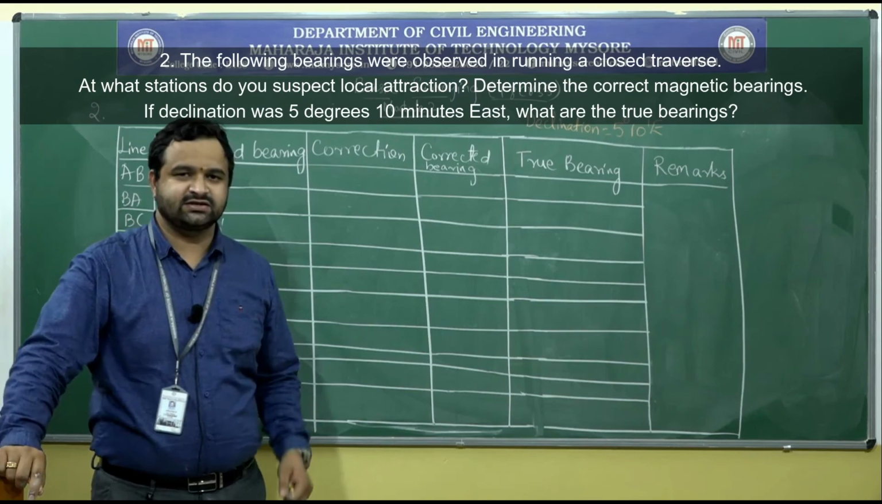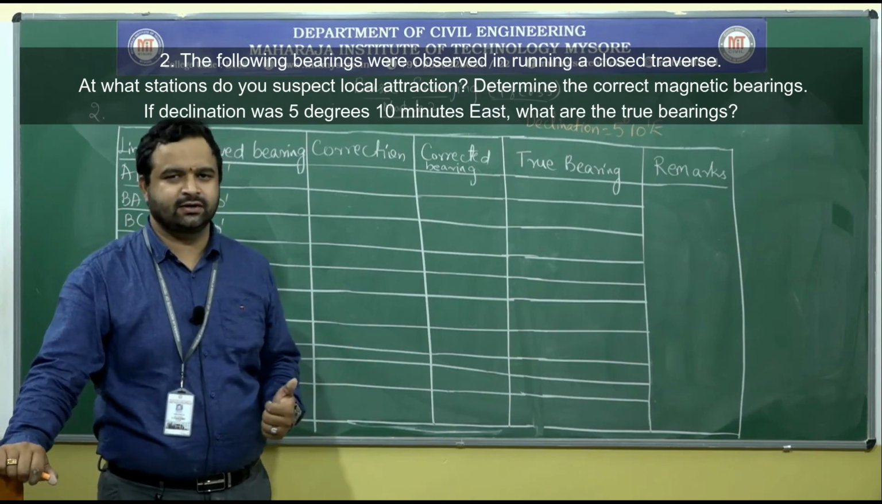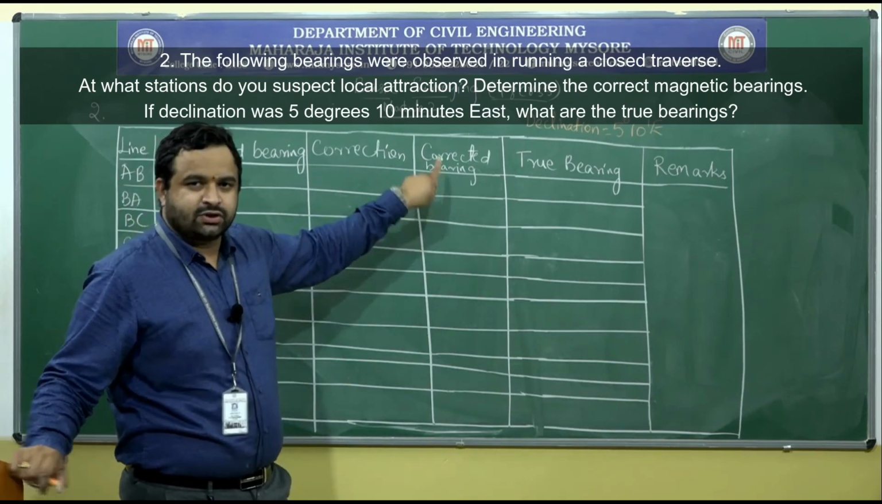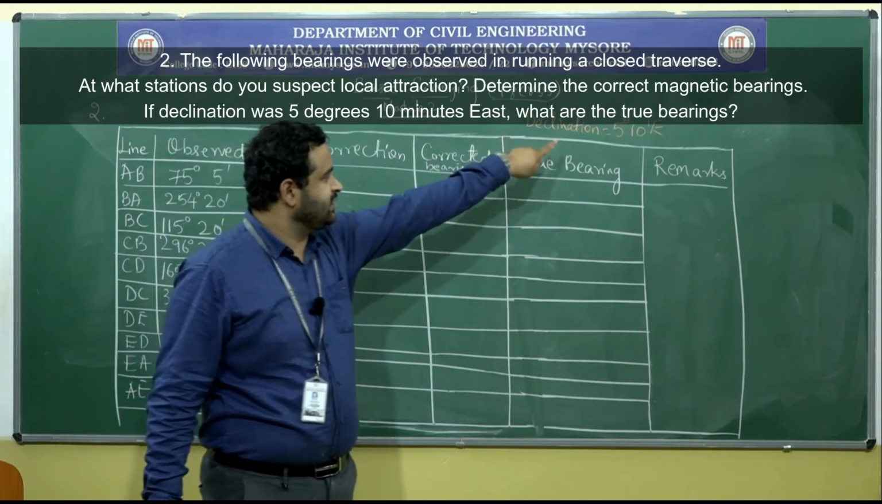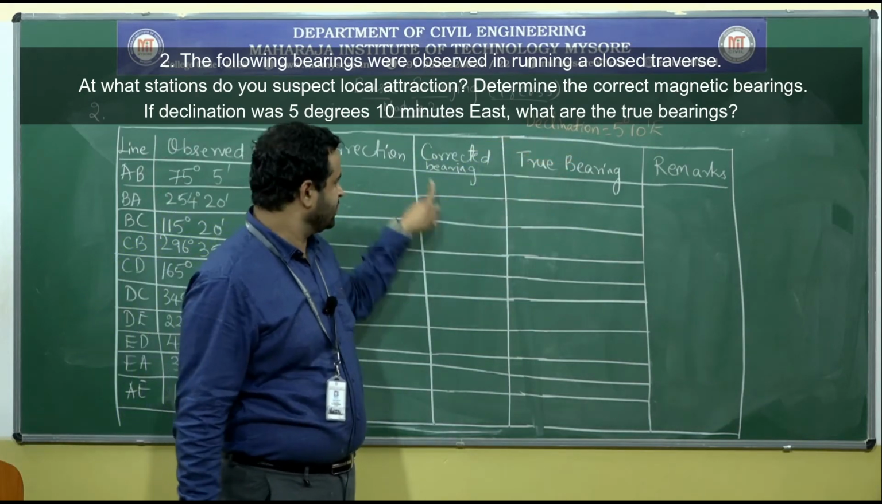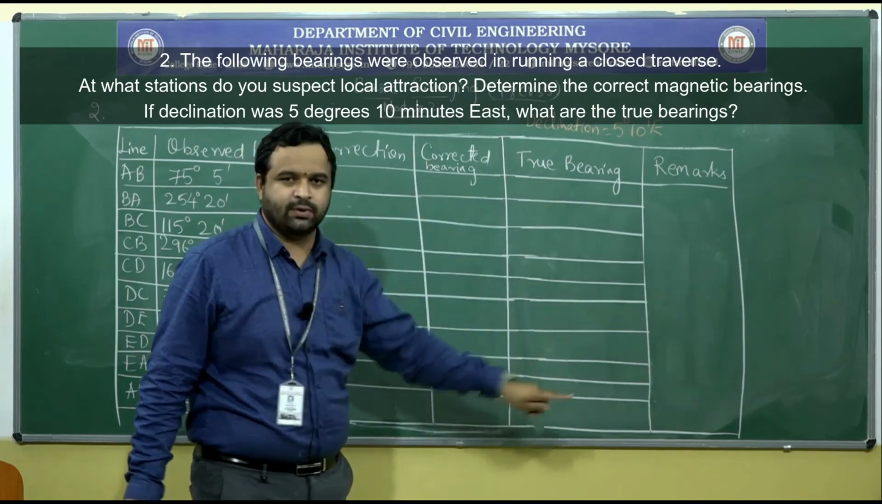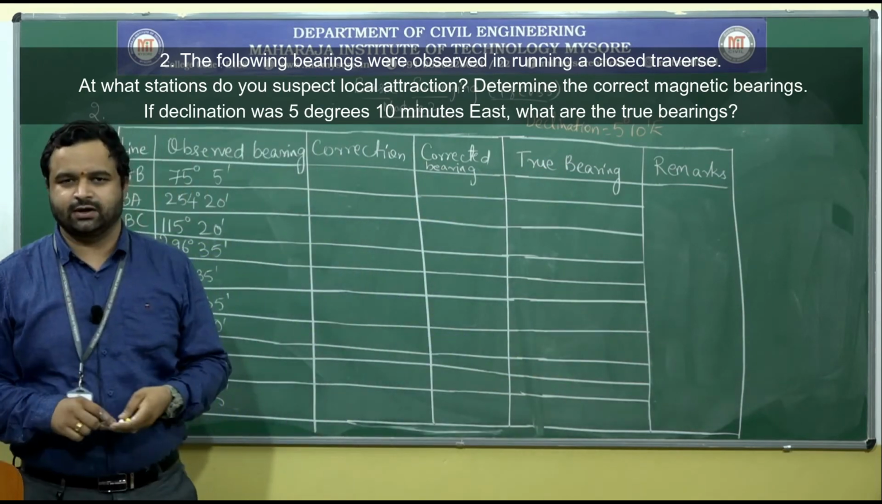So, if the declination is towards east, use positive sign, right? After correcting the bearings, you should add a declination of 5 degree 10 minutes east to the corrected bearings and find its true bearing. That is what he has asked you to find out.